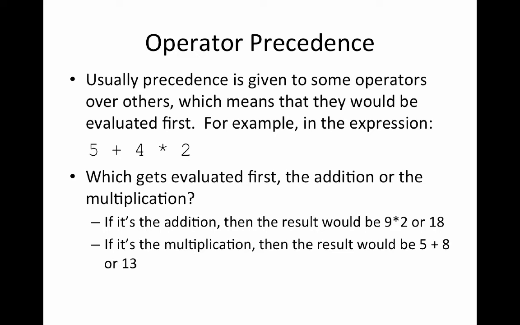If the addition takes precedence, if that gets evaluated first, then we're going to get 5 plus 4 or 9, and then 9 multiplied by 2 to give us 18. On the other hand, if the multiplication takes precedence, first we would do the 4 times 2, and then after doing 4 times 2 to get 8, we would add the 5 to get 13. So the result is going to be either 18 or 13, depending on which gets evaluated first.